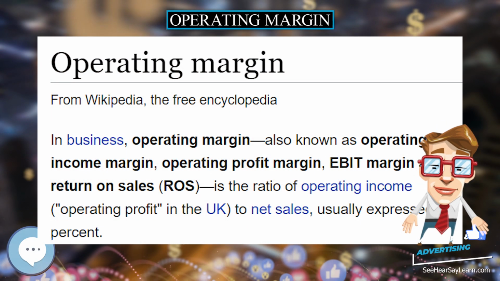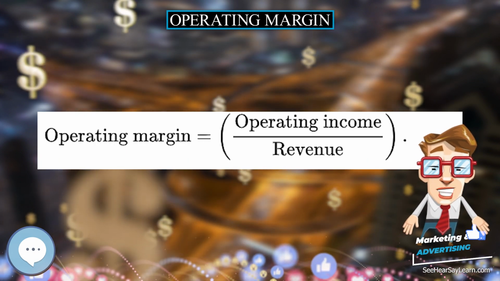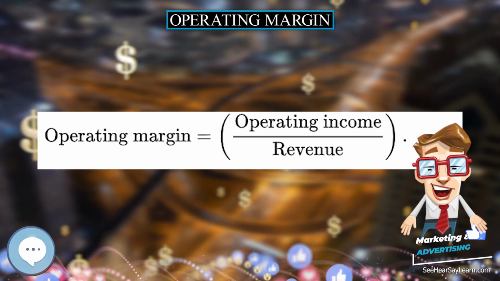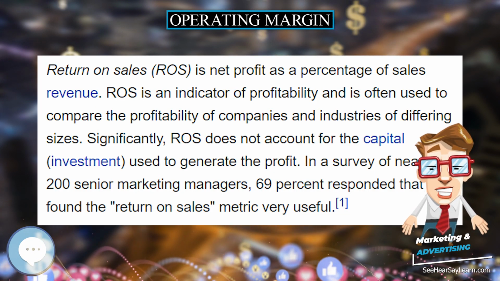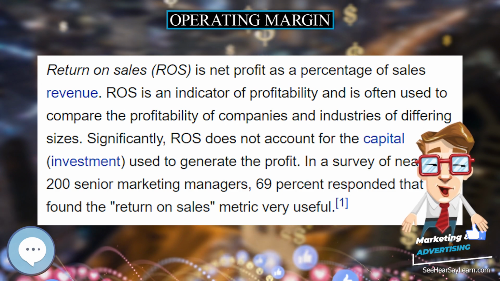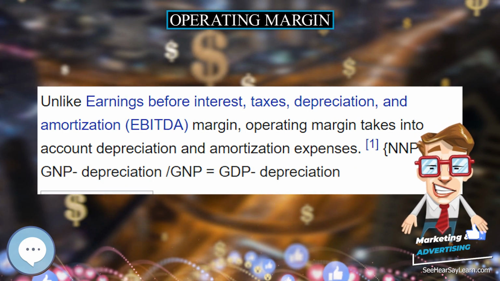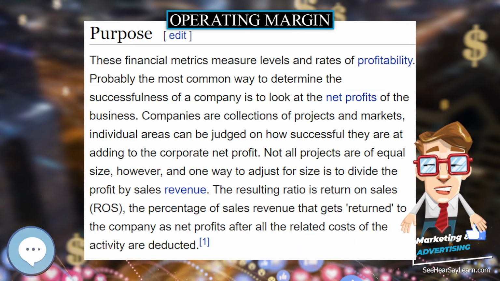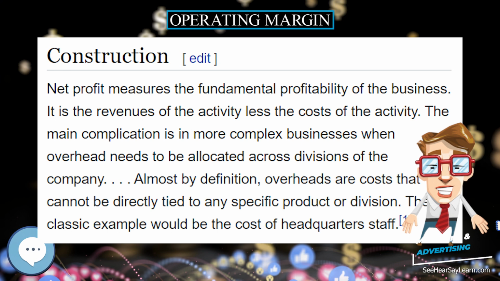Operating margin. In business, operating margin, also known as operating income margin, operating profit margin, EBIT margin and return on sales, ROS, is the ratio of operating income, operating profit in the UK, to net sales, usually presented in percent. Net profit measures the profitability of ventures after accounting for all costs.